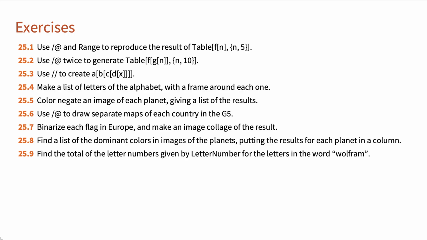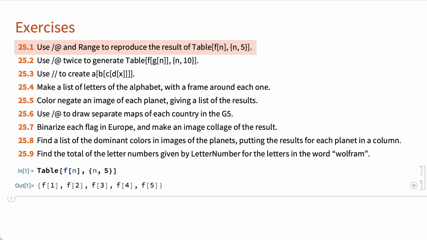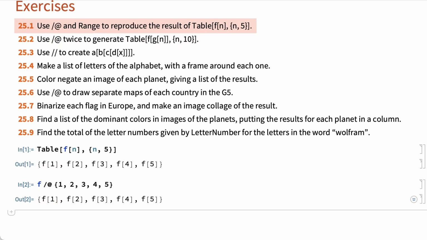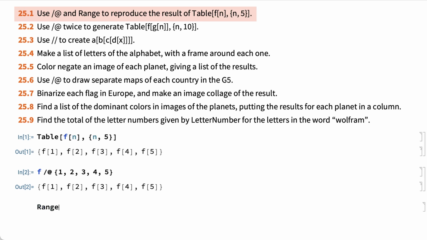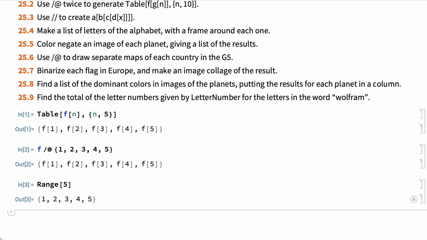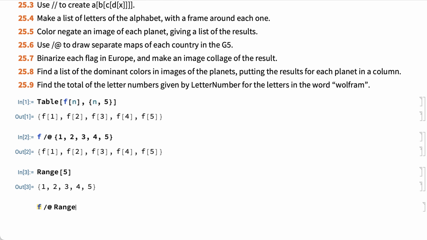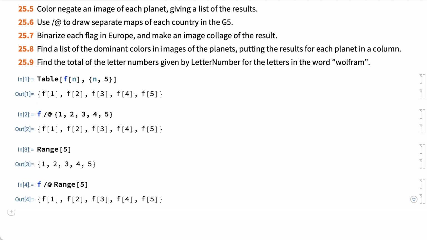Here are the exercises from the end of this section. As an example, consider exercise 25.1. Use /@ and range to reproduce the result of table f of n for n up to 5. To get started, here is that table input. This result can also be obtained by mapping the function f over the list 1, 2, 3, 4, 5. To include range in the solution, the list 1, 2, 3, 4, 5 can be generated using range. Using /@ to map f over the result from range gives the desired output.